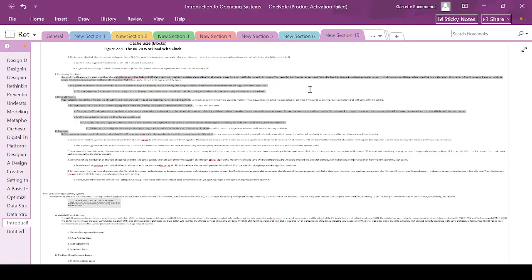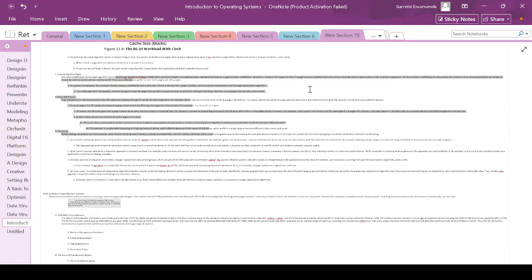So the clock algorithm, for example, could be changed to scan for pages that are both unused and clean to evict first, and failing to find those, then for unused pages that are dirty, and so forth.